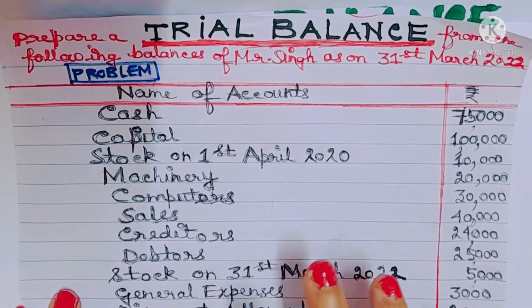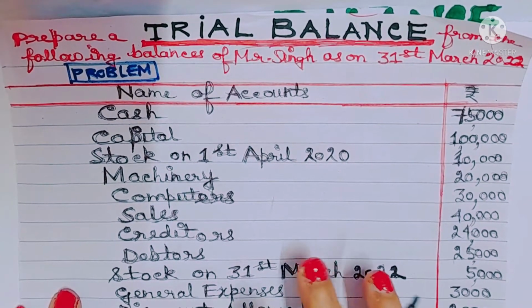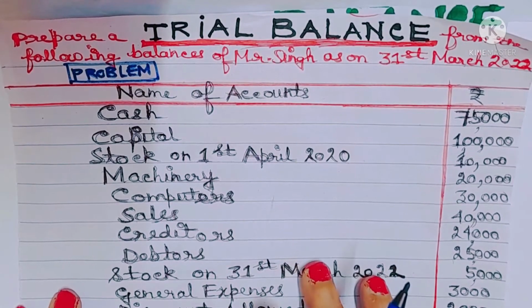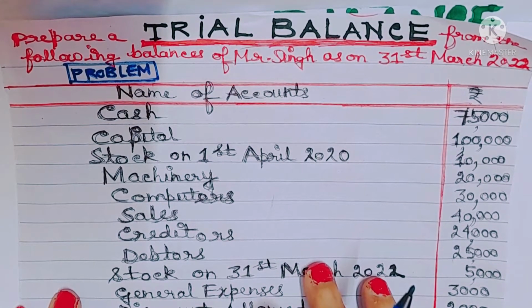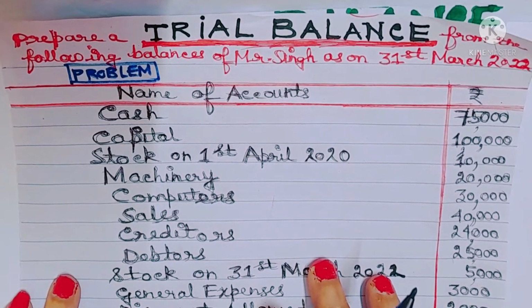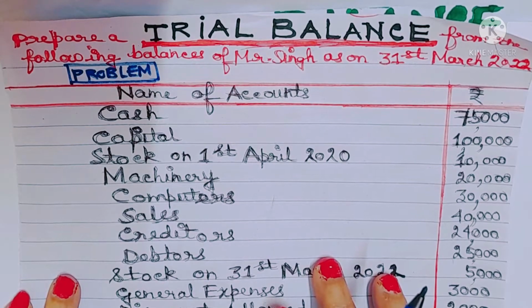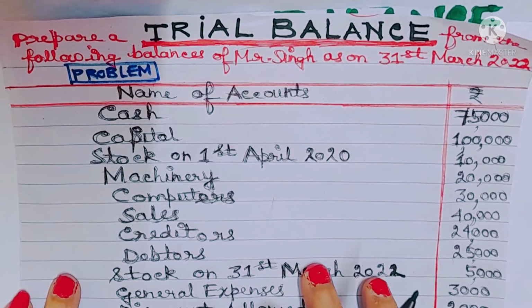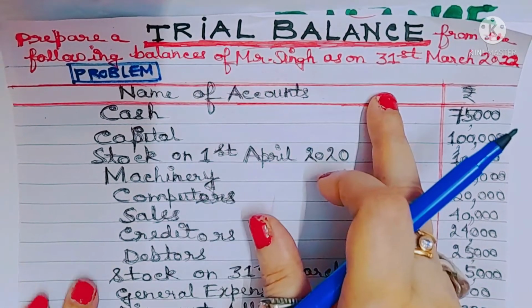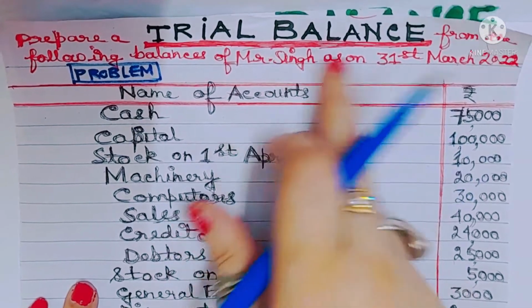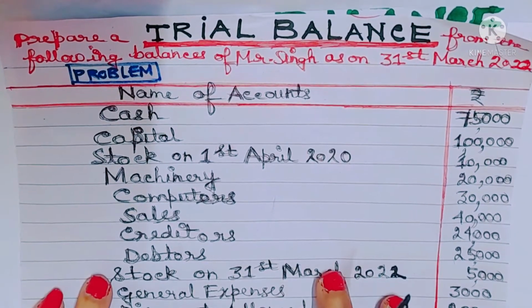Why? Closing stock is the balance of unsold goods that are remaining from the purchases made during an accounting period. The value of total purchases is already included. So if we write closing stock again in the trial balance, the effect will be doubled.